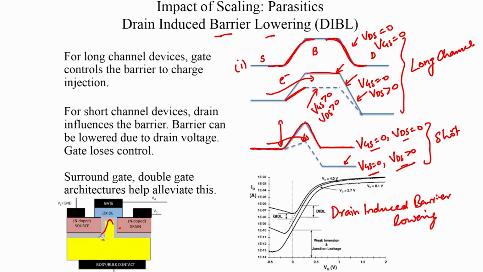And in order to alleviate this problem, how do we get the gate to have more control? So you want to not only have the gate interface with just one surface layer, but you come up with architectures such as surround gate or double gate MOSFETs, etc., to reduce this impact of the drain and allow the gate to have a significantly larger control on the carrier injection.